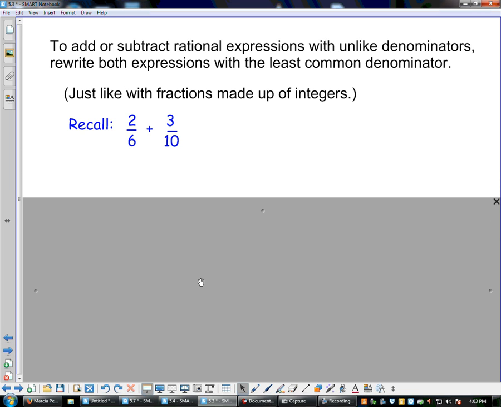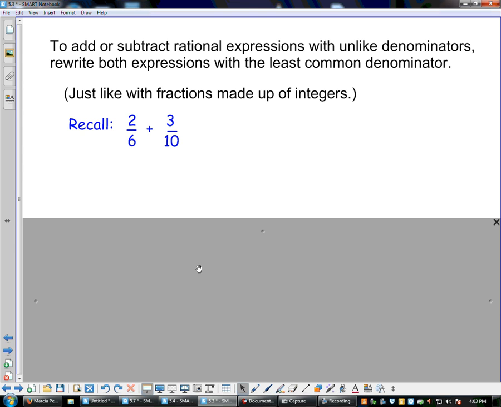All right, now when we want to add or subtract rational expressions with unlike denominators, again, we're going to have to get both sides to have the least common denominator, just like fractions that were made up of integers. So if I wanted to recall how I would add 2/6 plus 3/10, my first thing I'm going to do here is get my least common multiple or least common denominator, and we're going to write this as 2 times 3 for right now. Okay, 2 times 3. And the next one would be 3 over 2 times 5.